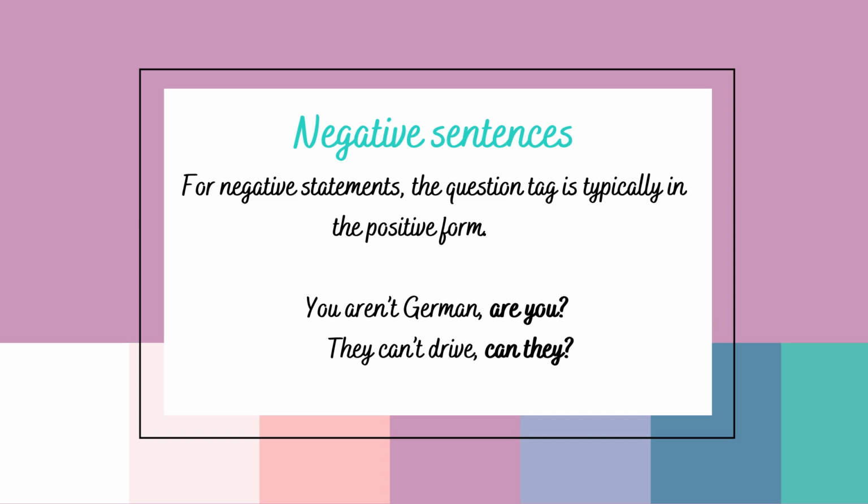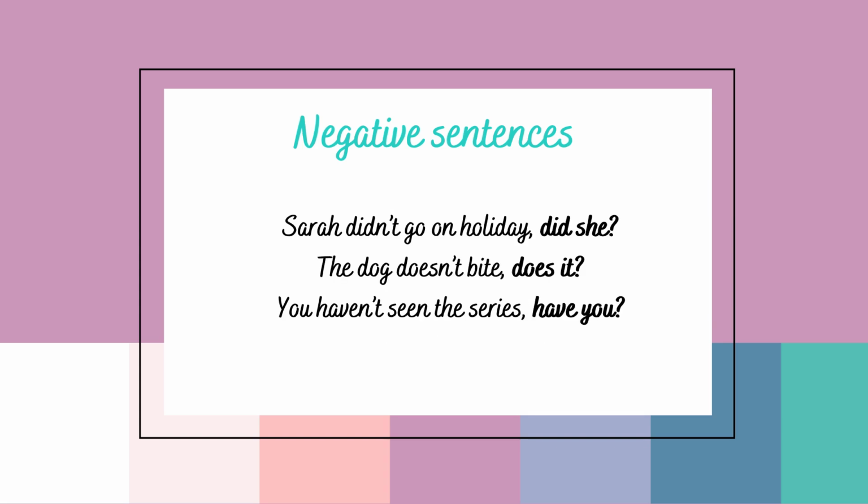But if the sentence is negative, then we put the question tag in the positive form. You aren't German, are you? So aren't, which is negative, changes to are. They can't drive, can they? Can't changes to can. Sarah didn't go on holiday, did she? The dog doesn't bite, does it? You haven't seen the series, have you?